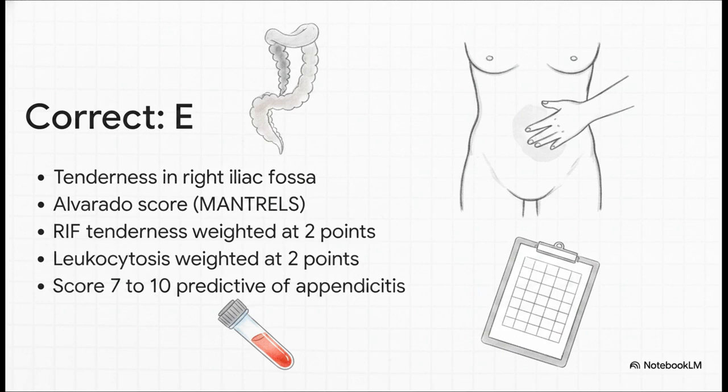Question 167. For which of the following features is the Alvarado score maximum? Correct answer? E. Tenderness in the right iliac fossa. Within the 10-point Alvarado matrix used to diagnose acute appendicitis, almost all parameters are assigned just 1 point. The exceptions are 2 core features weighted at a maximum of 2 points: localized tenderness in the right iliac fossa and leukocytosis greater than 10,000 per cubic millimeter. A total score of 7 to 10 is highly predictive of acute appendicitis and fully validates immediate surgical intervention.